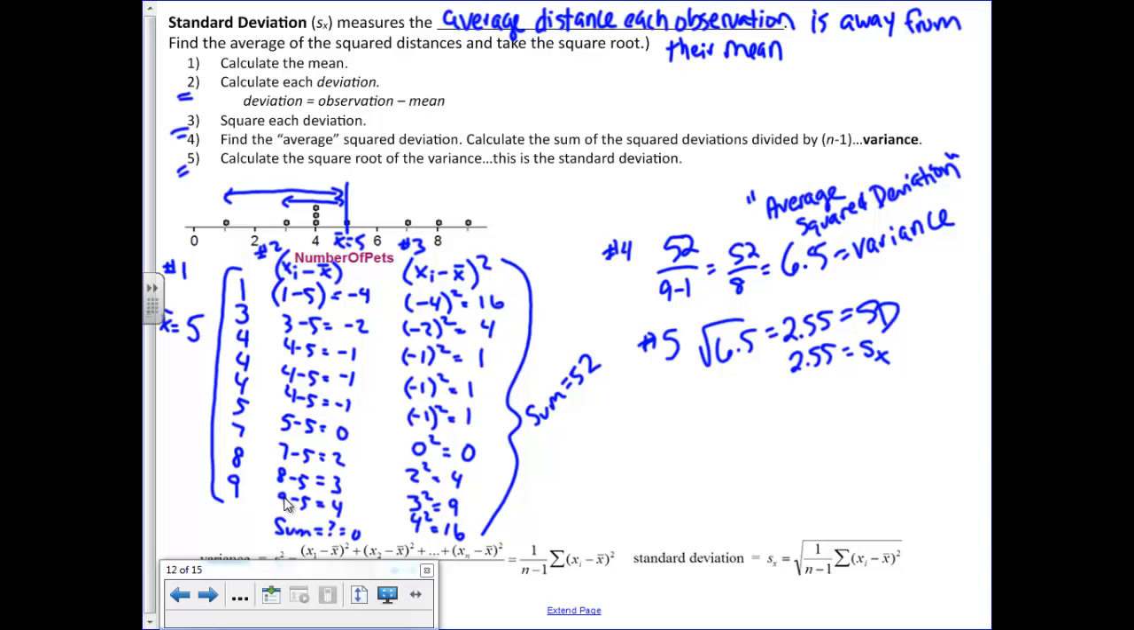So why do we do this? How do we interpret this? What does this mean? Okay? This tells us each student, on average, the number of pets they have is 2.55 pets away from the mean of the class. The class had a mean of 5 pets, an average of 5 pets.